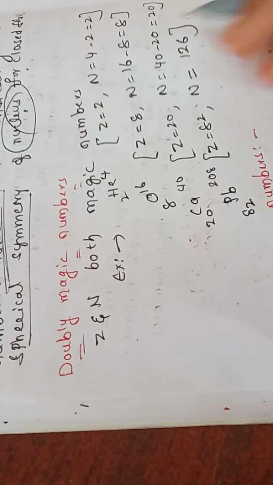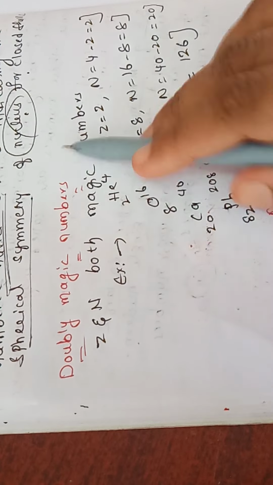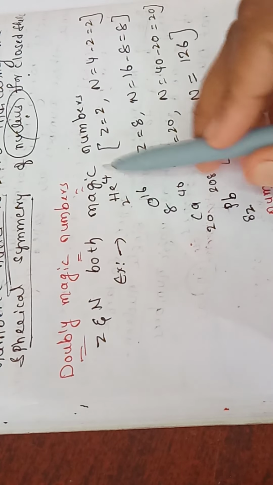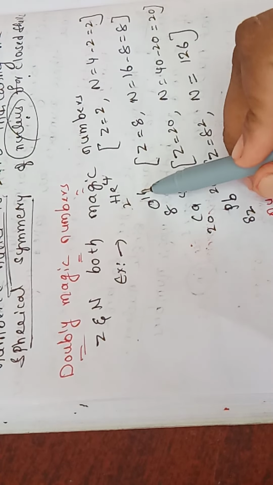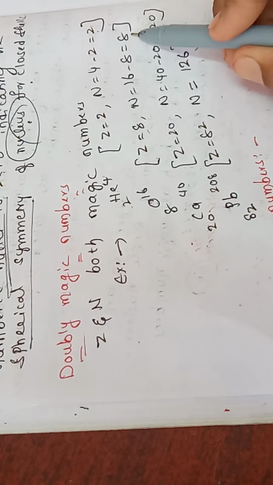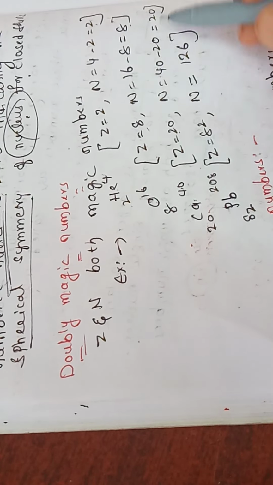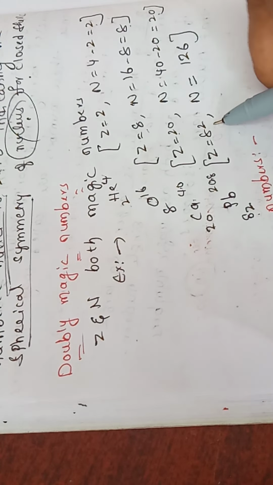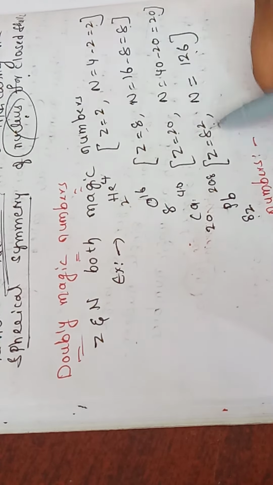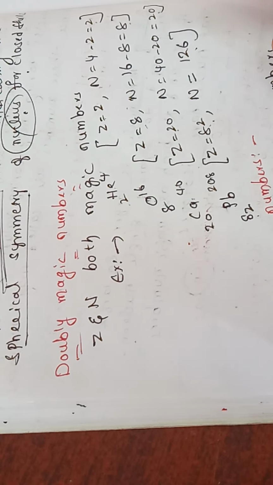Right? Now we will have doubly magic numbers. Doubly magic numbers means if we take Z and N, both are magic numbers. Helium 2,4: Z is 2, N is 2. Oxygen 8,16: Z is 8, N is 8. Calcium 20,40: Z is 20, N is 20. Lead 82,208: Z is 82, N is 126. These all are magic numbers, so these are more stable.